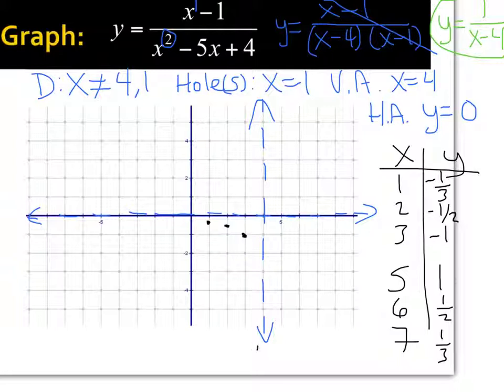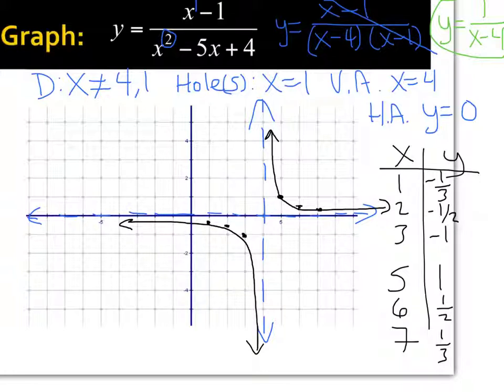Alrighty, let's draw this out. Let's connect the dots, make it all nice, as good as we can. It's a little tough on the computer here. Next we have 5, 1. So 5, 1 is right here. 6, 1/2 goes right here. And 7, 1/3. Some of you may be noticing, these are just the same thing but positive on the second set. Yes, that is true. It's not just a coincidence. That will happen frequently when your horizontal asymptote is y equals 0.